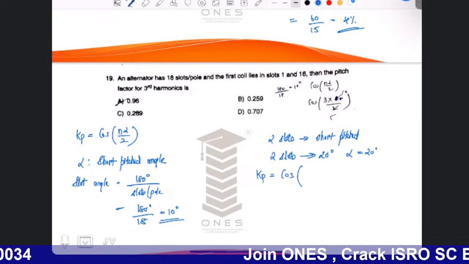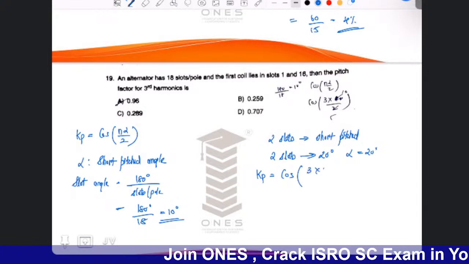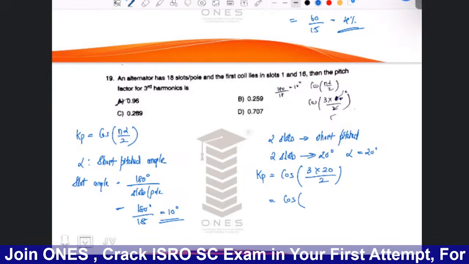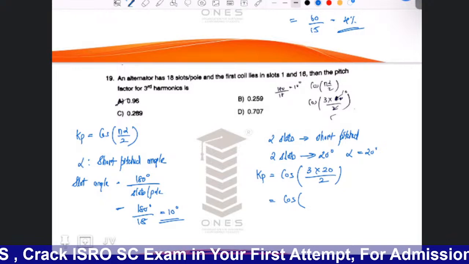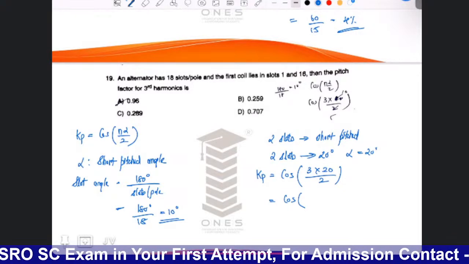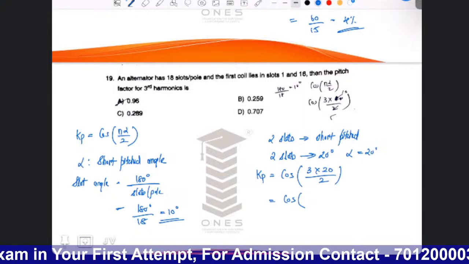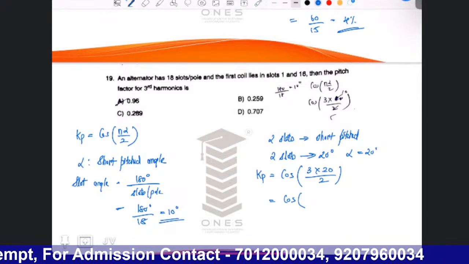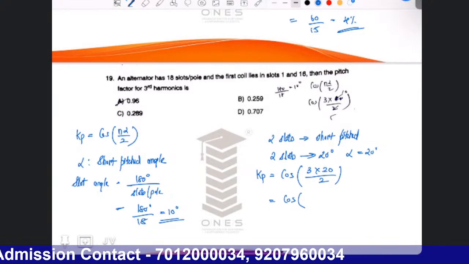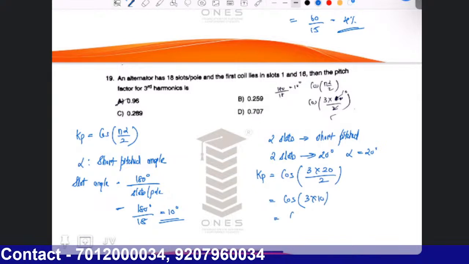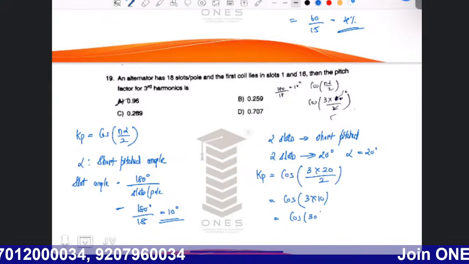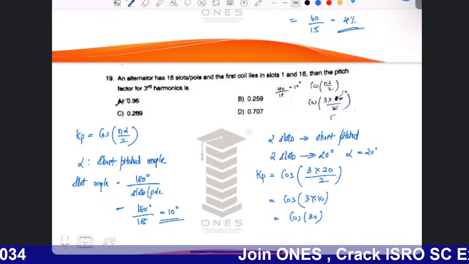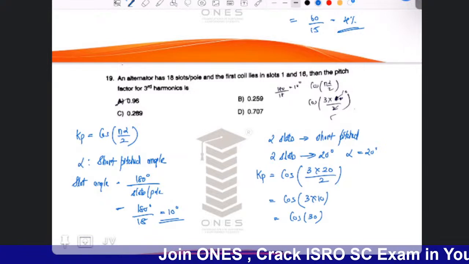Now what is Kp? Kp is cos n alpha by 2. N is 3. 3 into 20 by 2. So that will be cos 30. Cos n alpha by 2, 20 by 2. So this will be cos 30. Wait a second. Okay, so 3 into 10, so this will be cos 30 degrees. So cos 30 is how much? It is 0.866.